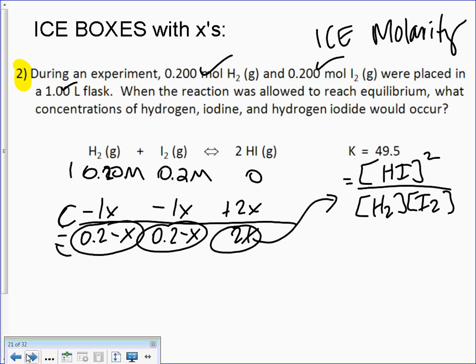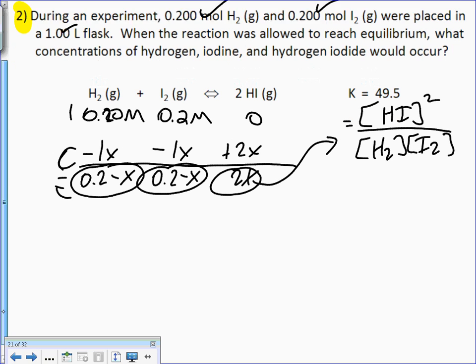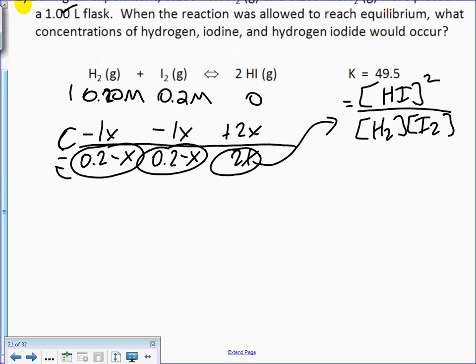We hopefully will not use the quadratic formula. Our goal is not to do that hard of math. Chemists don't want to do that kind of math. We want to simplify as best we can, and we can simplify. So these values go in here.